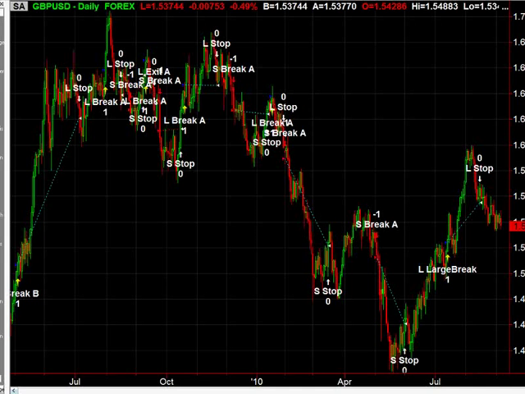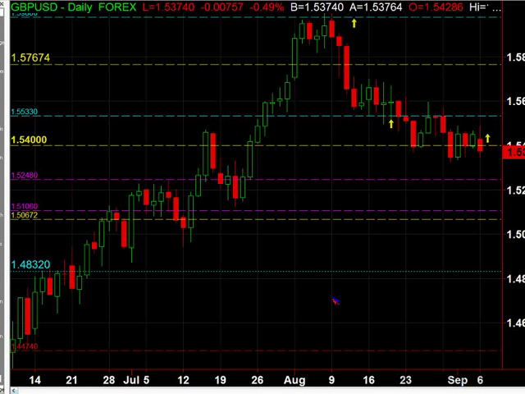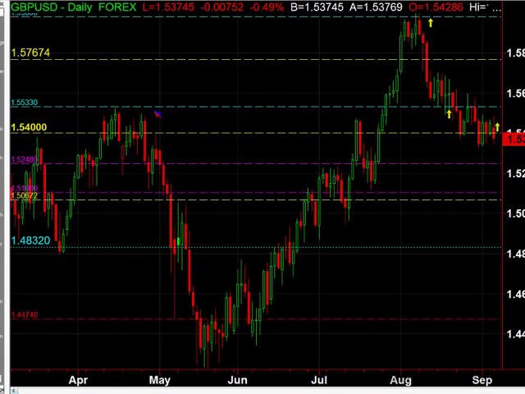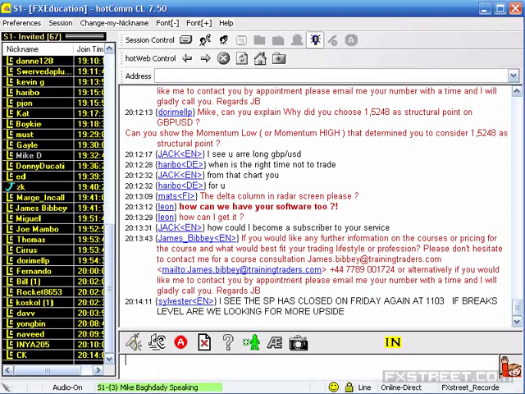Who is asking about the pound dollar? Why did I take the 152.55 as a structural point? No, I didn't. This is not a structural point. Who's asking that question? It's not. The structural points are the ones you see in light blue. You see the sienna blue?